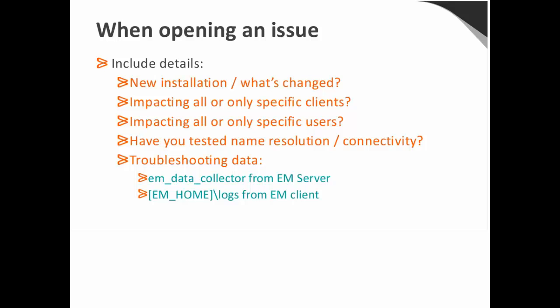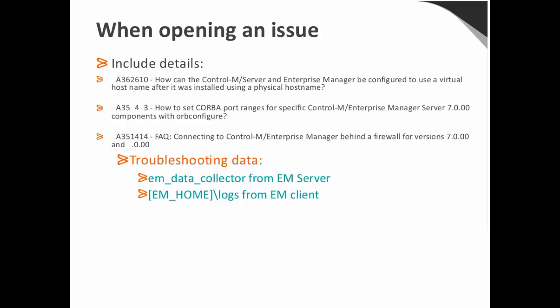Does this login problem or connectivity problem impact all of your logins or only specific ones? For example, local users, LDAP. It gives us a head start if you can verify that you've done some initial testing with the connectivity. And lastly, we would generally appreciate the EM data collector, which will give us a lot of environmental information. It'll give us the orbadmin NS list information, it'll give us your config XML, etc. And then the logs from the client are always useful in troubleshooting the client connectivity as well.